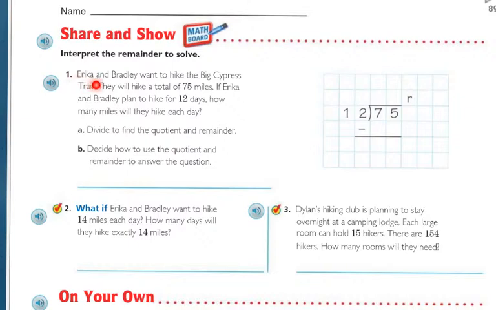So let's see. Erica and Bradley want to take a hike to Big Cypress Trail. They will hike a total of 75 miles. If Erica and Bradley plan to hike for 12 days, how many miles will they hike each day? So first we're going to divide the quotient and find the remainder. Okay, so 12 can't go into 7, but it can go into 75. About how many times can 12 go into 75? Well, you can just try. Let's just say 12 times 7. 7 times 2 is 14. 7 times 1 is 7, plus 1 is 8. 84. That's going to be too much.